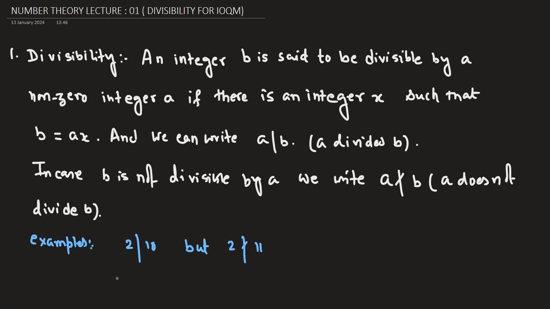So when 2 divides 10, we can write 10 is equal to 2 times something. That integer is 5 here. So this is the basic definition of divisibility. That means when we divide one integer by another integer, there exists some integer, we call it x or the quotient q, such that we get the remainder 0.